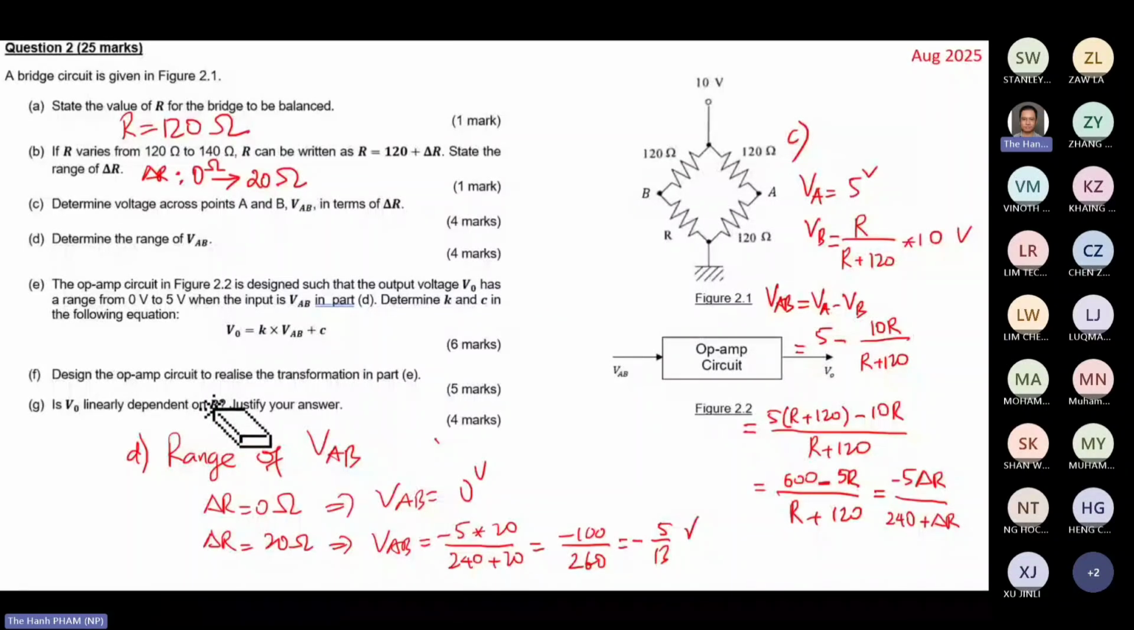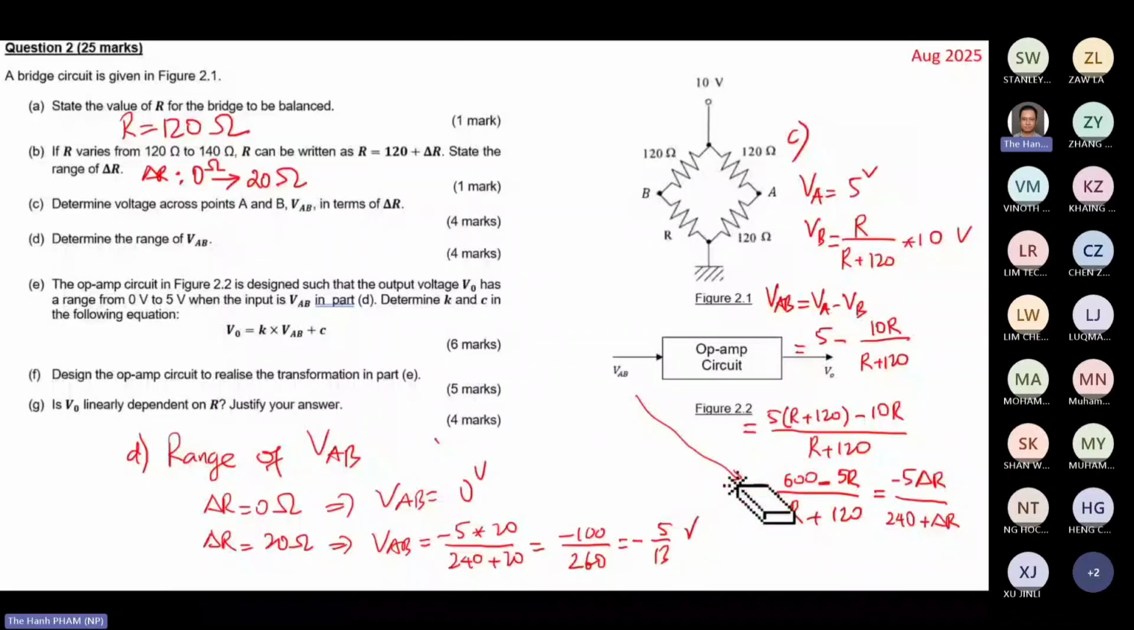Quite easy to understand, because if you look at the formula of VAB as a function of R, this one is non-linear. If you want to have a linear relationship, then it must be a straight line. So you look here, you see this one is non-linear, and then you amplify using a straight line. So of course, this here is not a linear function.